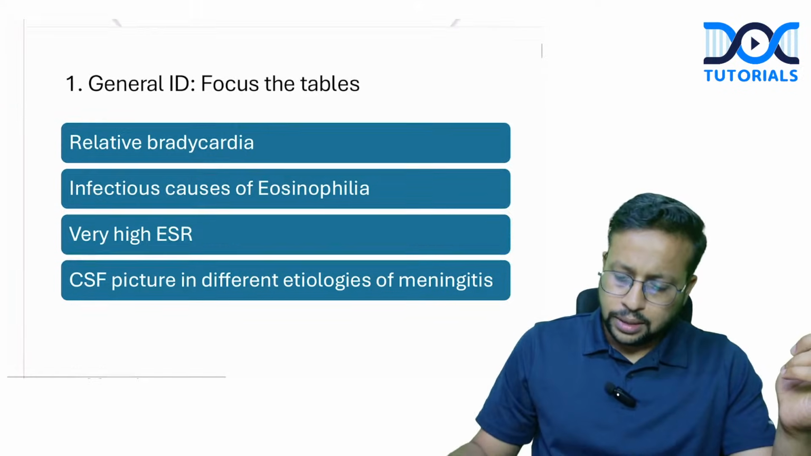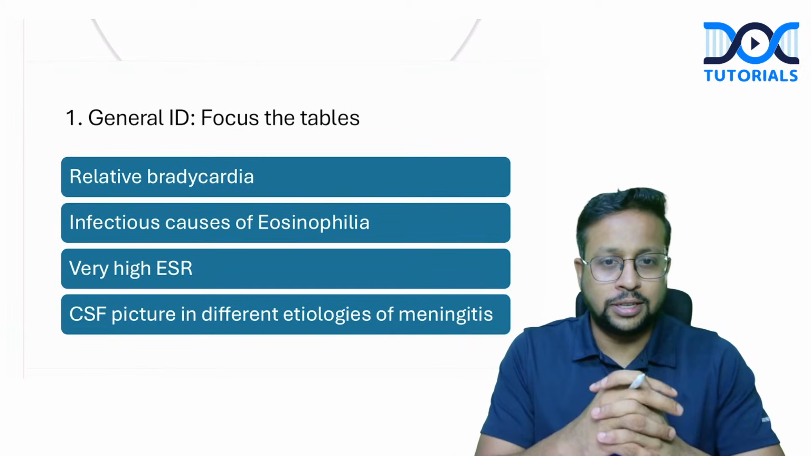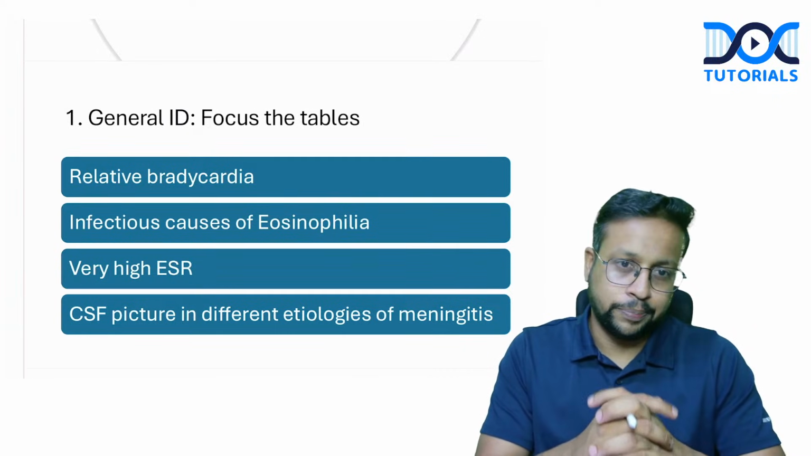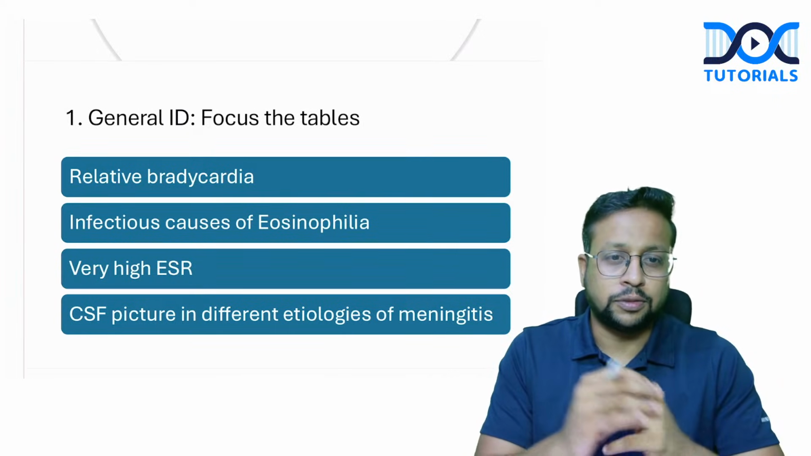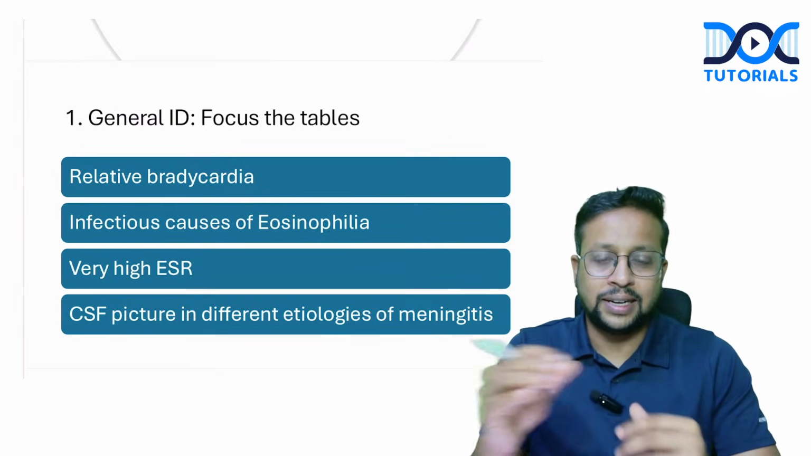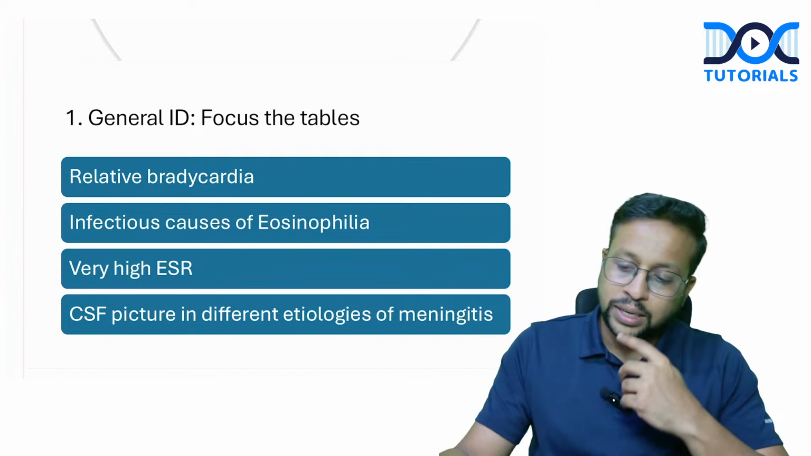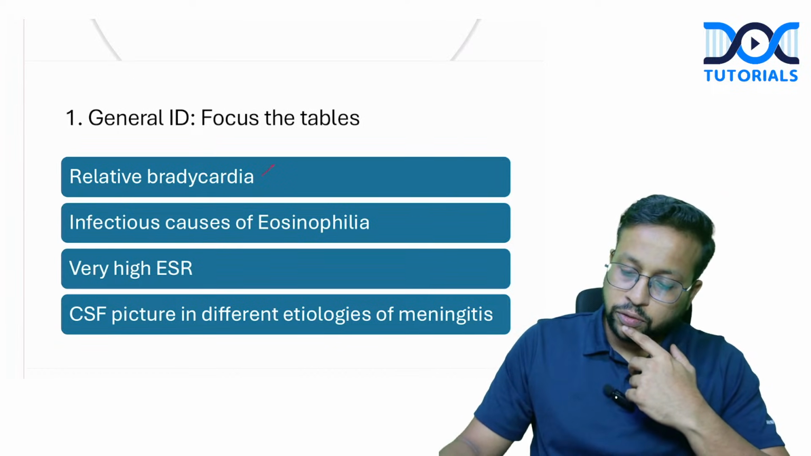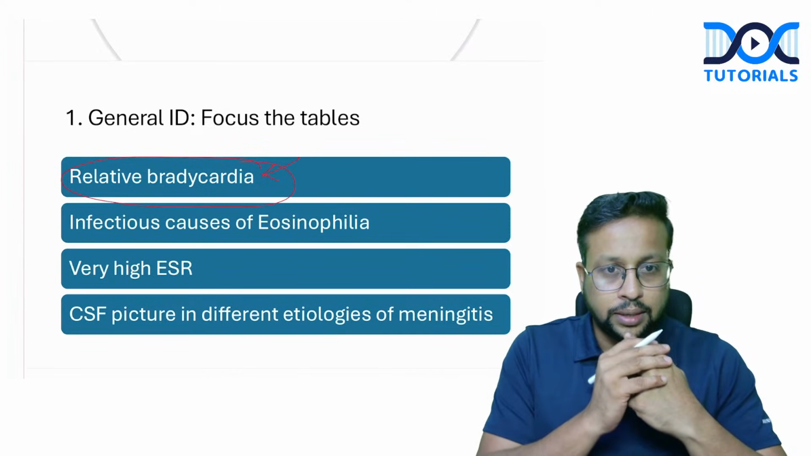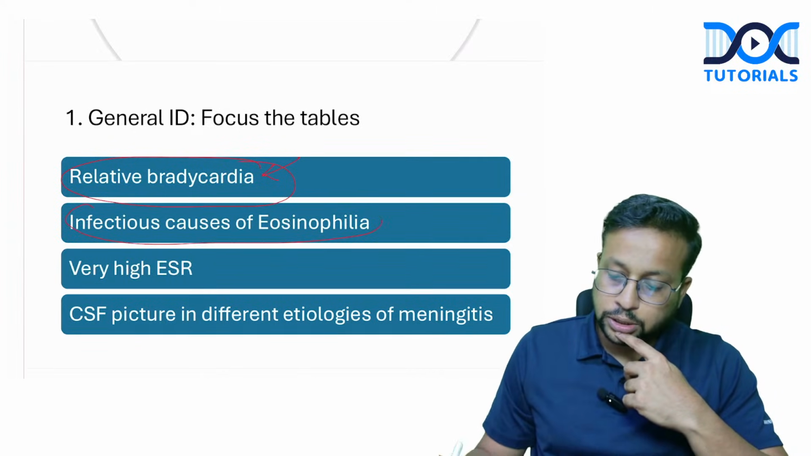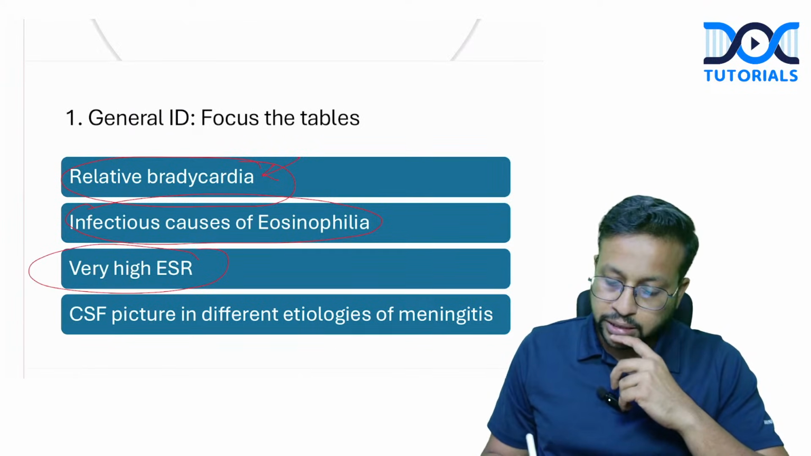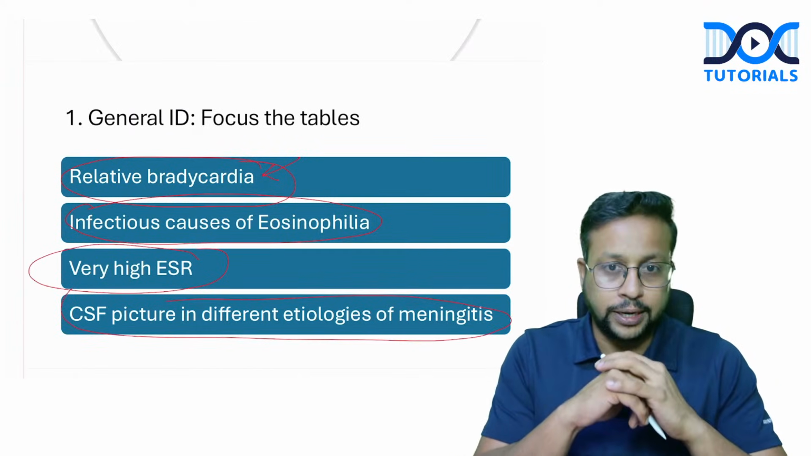Now, if you look at general infectious disease, again, I want to give an example of why tables are important. In that first chapter, there are four very, very important tables. I'm not going to discuss all of them, but just understand the importance of tables. So one, the causes of relative bradycardia, which was asked recently; infectious causes of eosinophilia; causes of very high ESR; and CSF picture in different etiologies of meningitis.